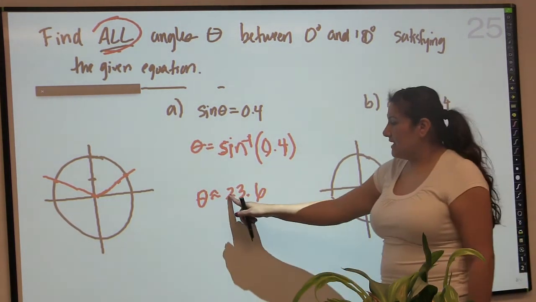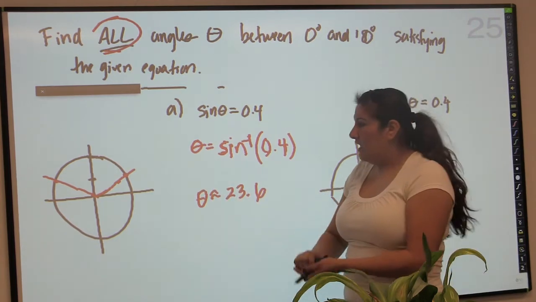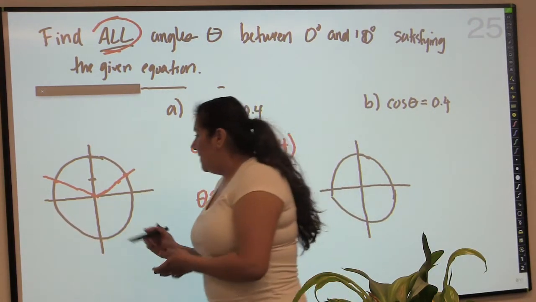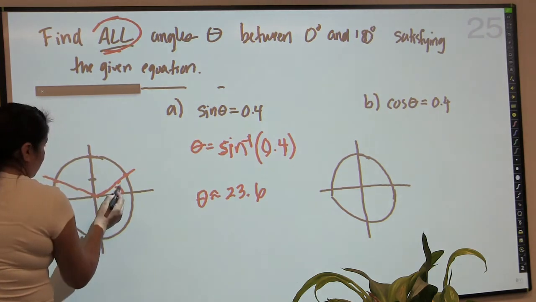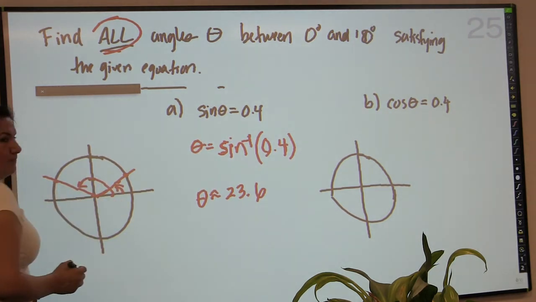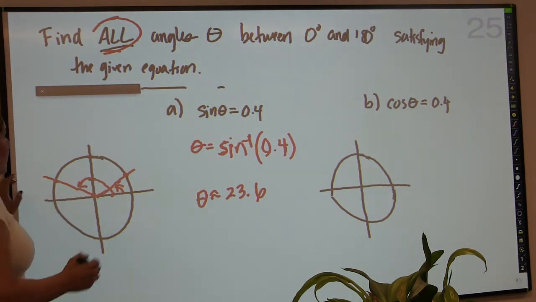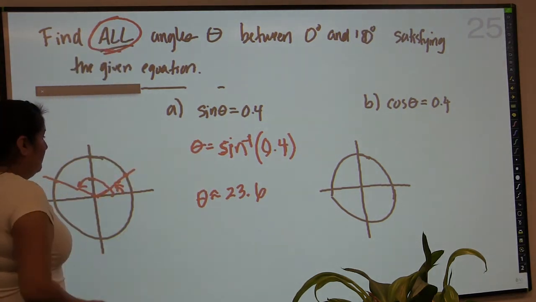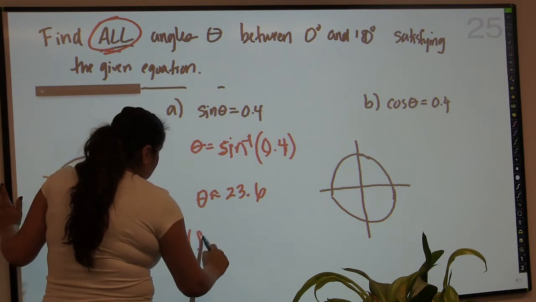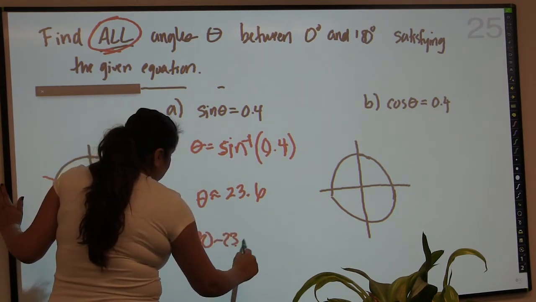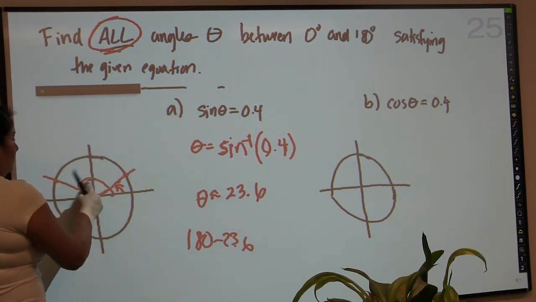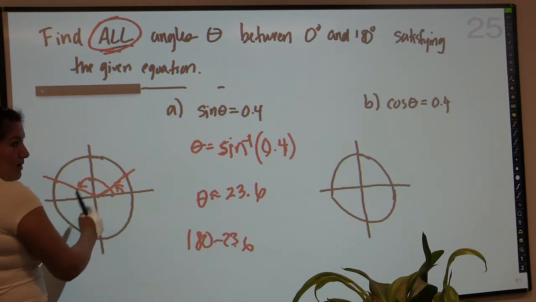So this angle measure, you can just tell from the graph, is this right here. But we also have this one defined. Does that make sense? Because you have two solutions there. So when it says to find all of them, you have to find all of them. So now we're just going to go 180 minus the 23.6, and that'll give us this angle, because these are both 23.6, correct?